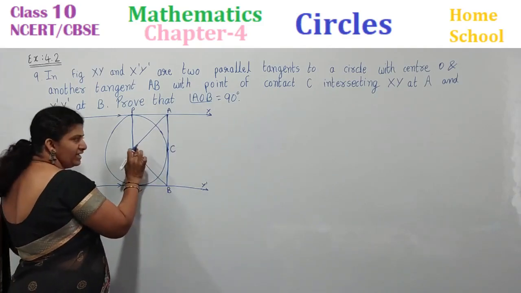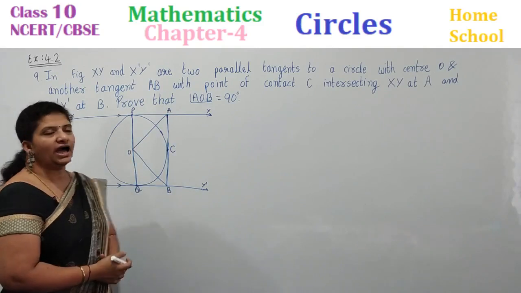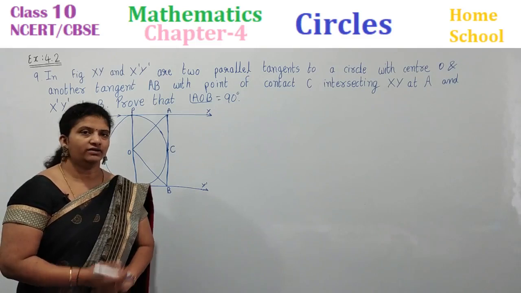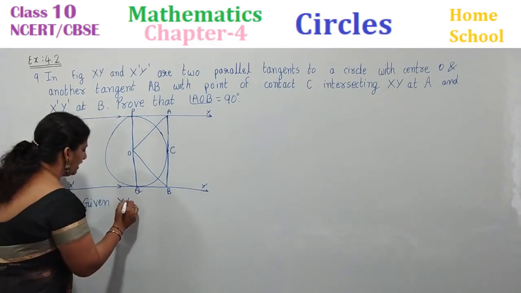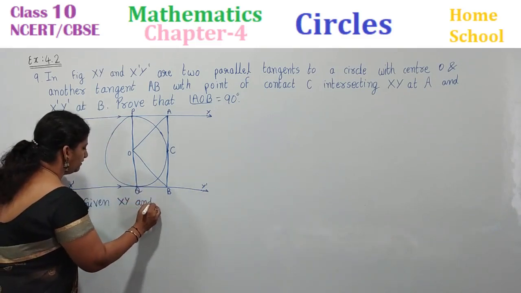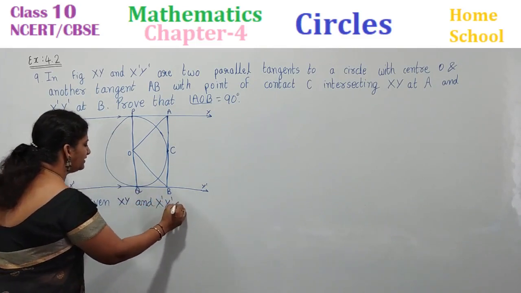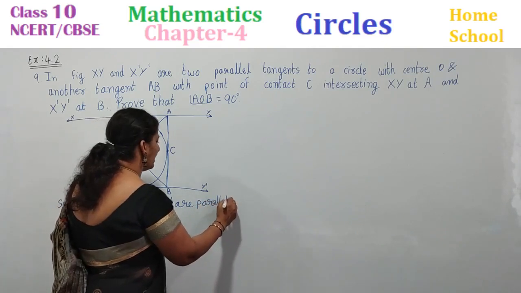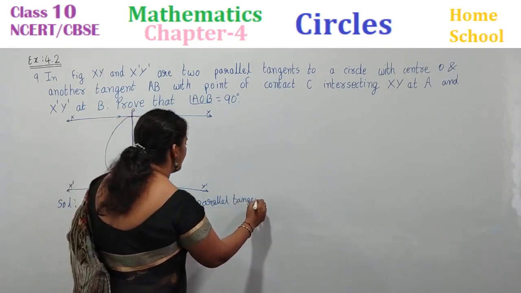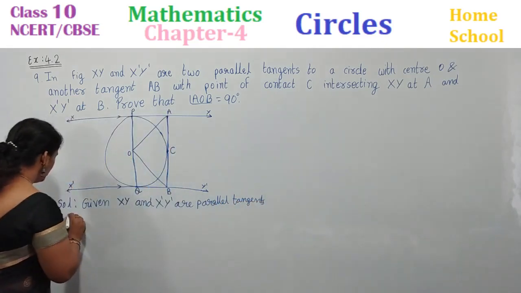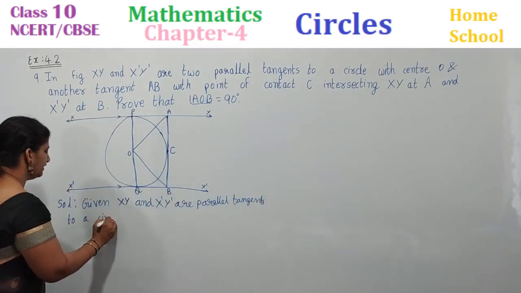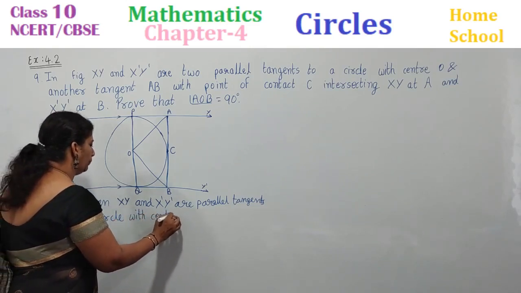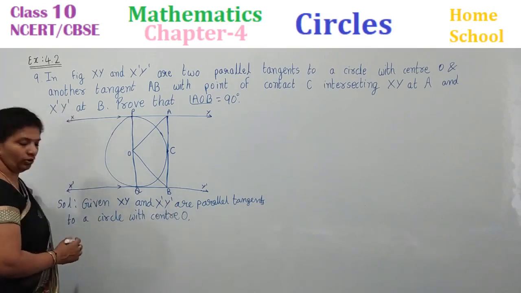AOB means I need to prove this angle is 90. How can I prove this? Okay, so first let us understand what is given. Given: XY and X'Y' are parallel tangents to a circle with center O.